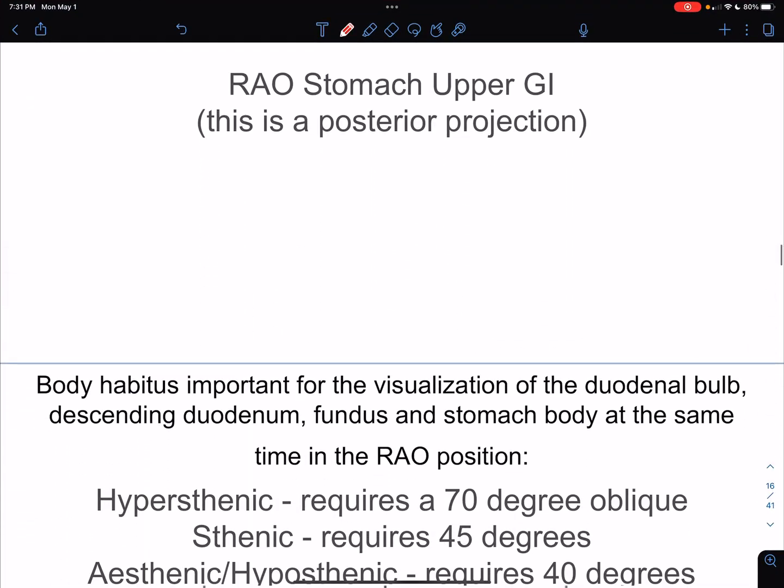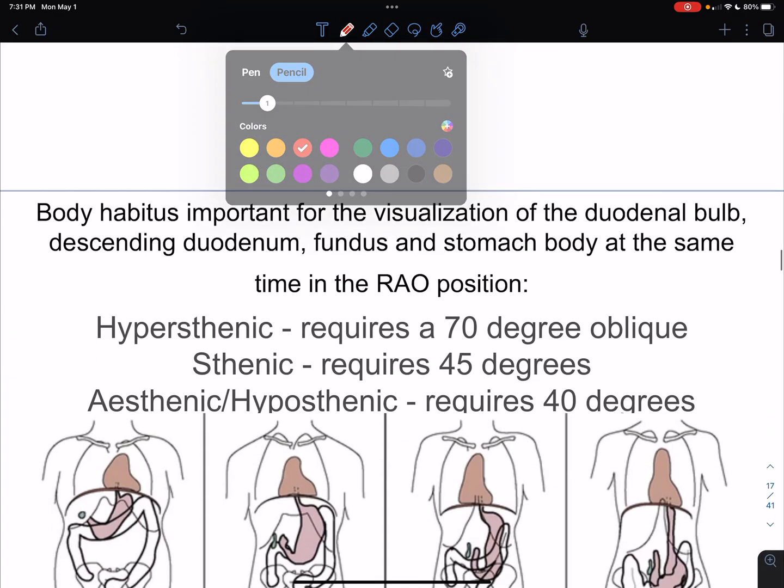Okay, and then a RAO stomach, keep in mind again, this is still technically a posterior projection, right? Because we have the patient rolled over and rotated towards the right side with the right shoulder being closer to the IR.